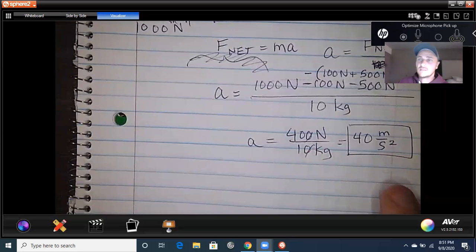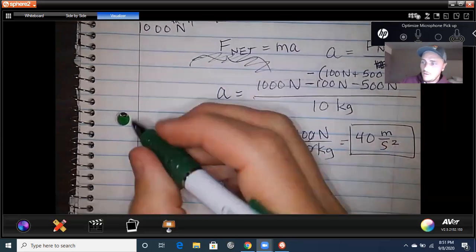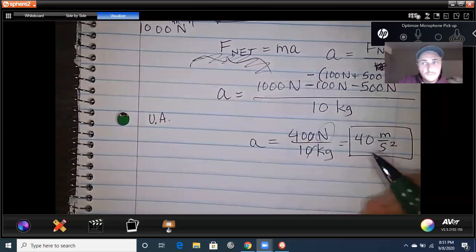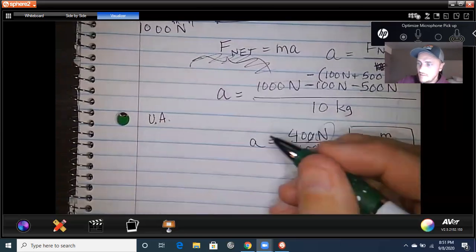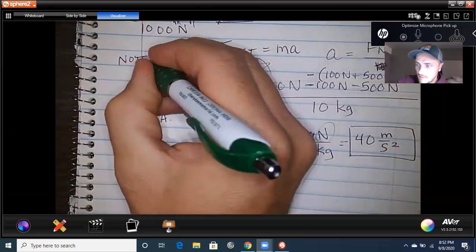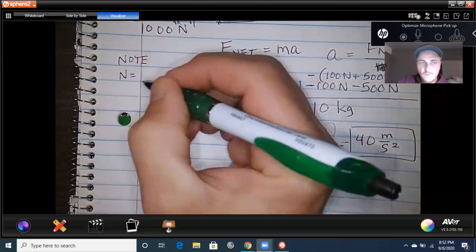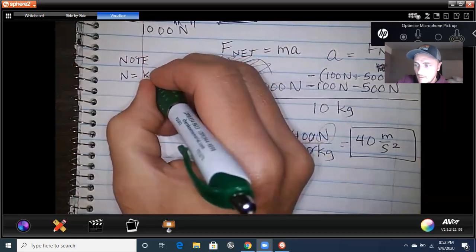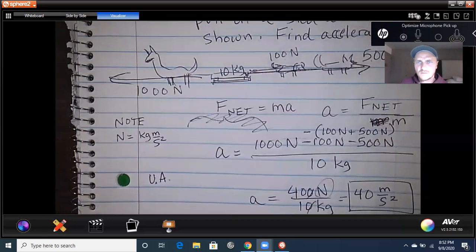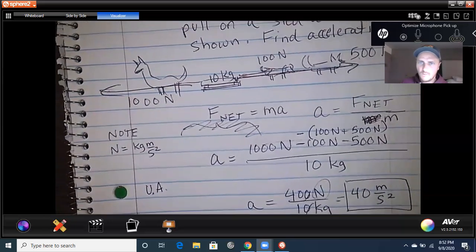So that is the idea. Now, quick unit analysis so I can finally get to that third law. What is a Newton? A Newton, by definition, is equivalent to a kilogram meter per second squared. Well, that sounds like magic. That sounds convenient. Not really.